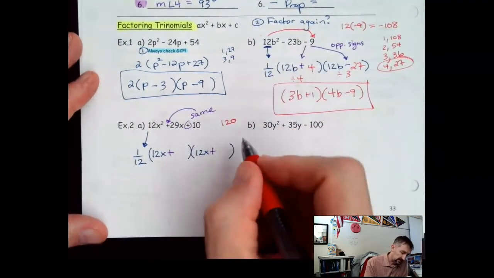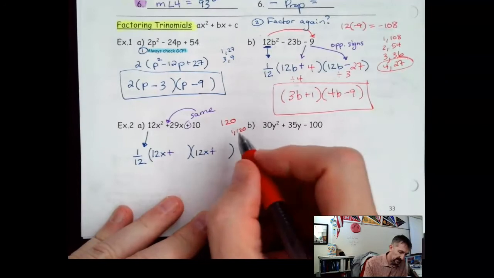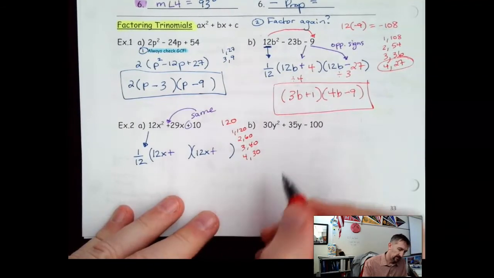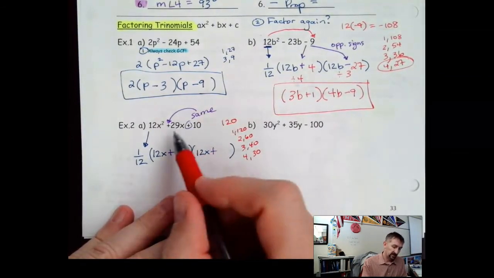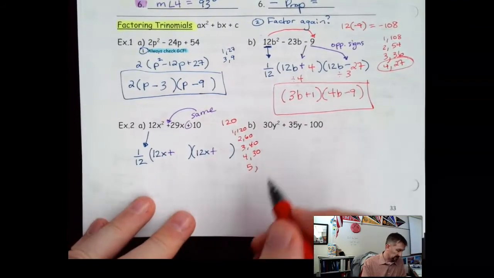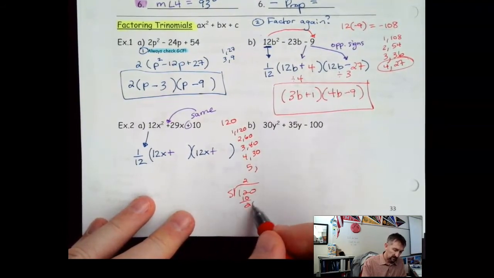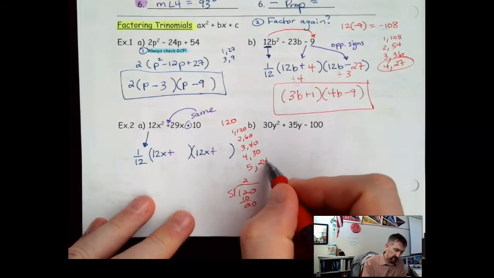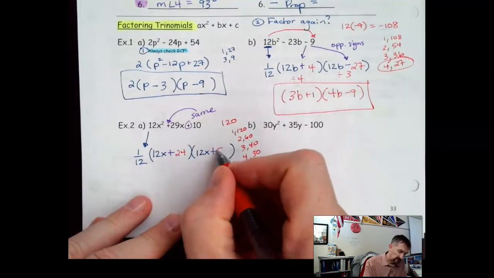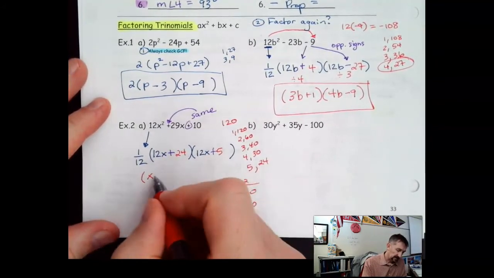Alright, so 1 and 120, do they add up to 29? No. 2 and 60, 3 and 40, 4 and 30. It's closer. That's 26 and 34. We're getting closer. Hopefully we all know we can divide that by 5 because it ends in a 0. So 120 divided by 5 is 24. 24 plus 5 is 29. So we can factor out a 12 out of here, and that's going to be x plus 2.